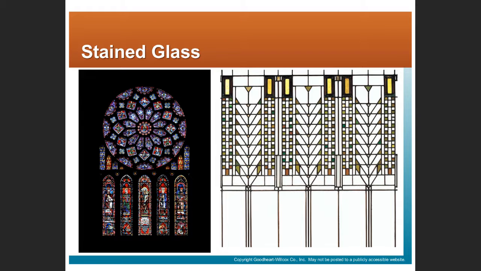We can also have stained glass, right? This is a stained glass window from probably one of the Frank Lloyd Wright houses. So we have pieces of colored glass put into lead or zinc cames to produce a decorative effect.